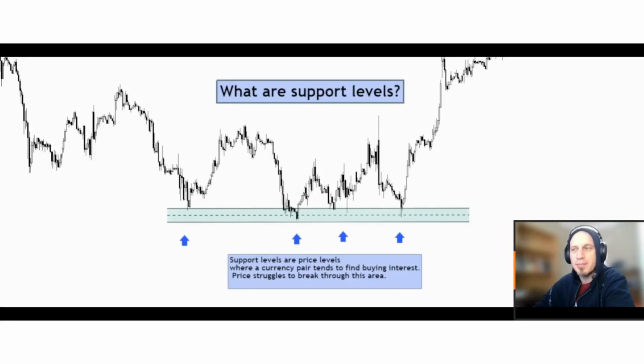What are support levels? Support levels are price levels where a currency pair tends to find buying interest. Price struggles to break through this area. So it's really, really simple. Okay? Think of it as a floor.